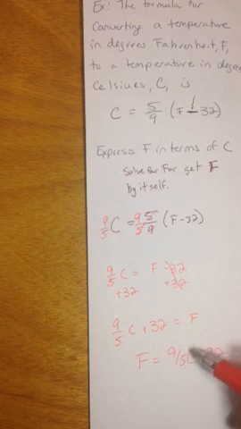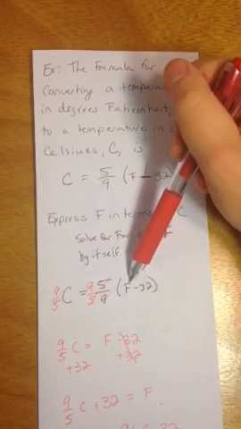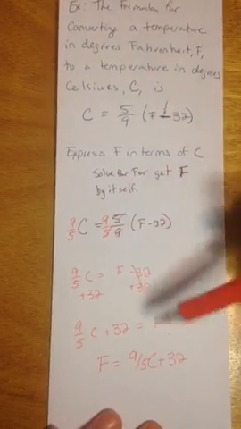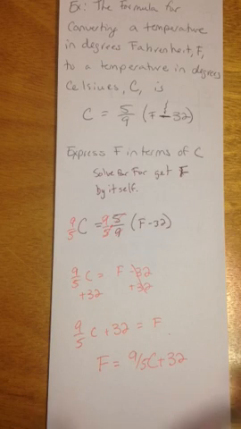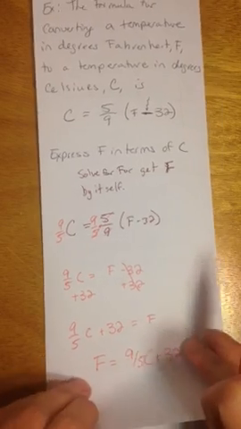So if I was given the Celsius degree, I could plug this in and get Fahrenheit. Or if I was given Fahrenheit, I could plug it in here and get Celsius. So this is just another way. You can always change your formulas around to get what you're trying to solve for before you plug anything in. Or you can plug stuff in and then solve for it. Doesn't matter.